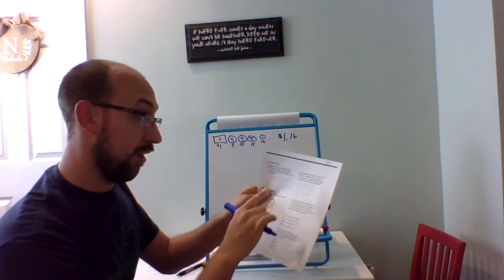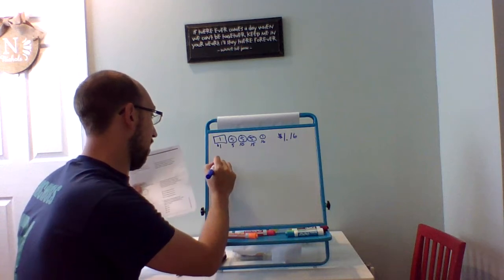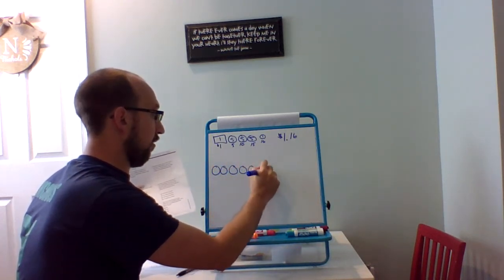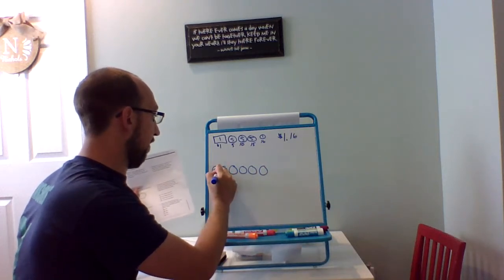Now I'm going to do the second one. And I have 6 quarters. And you should know a quarter is worth 25.